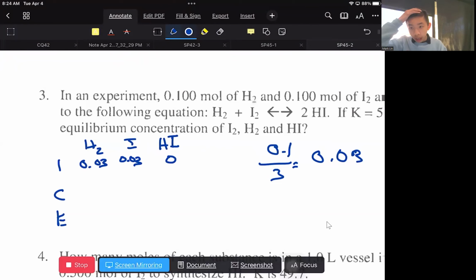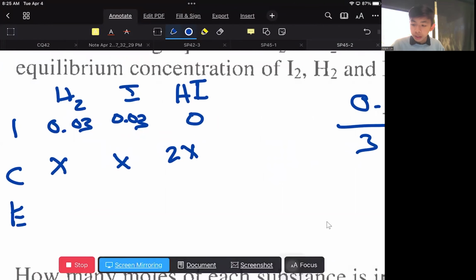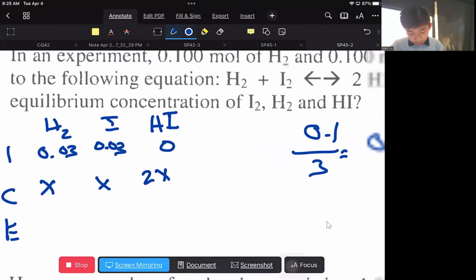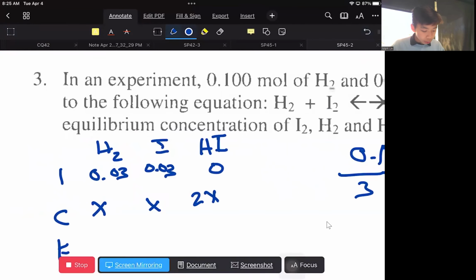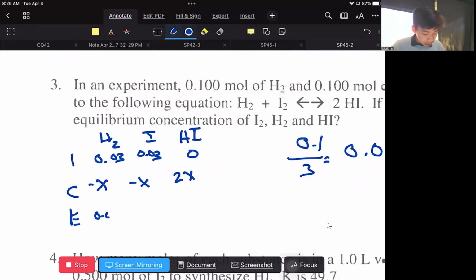For C, it's going to be X for H2, X as well for I2, and for HI it's going to be 2X. This is because the coefficient is 2, the reason I put 2 there is because there's a 2 right here. And remember, since they're reactants, you put negative X. So for the E, you just drop things down: 0.03 minus X, 0.03 minus X, 2X.